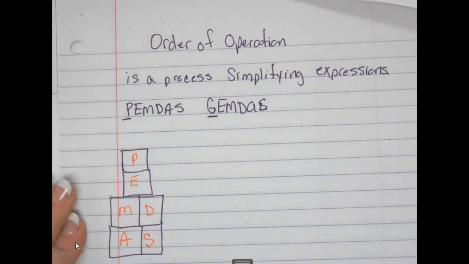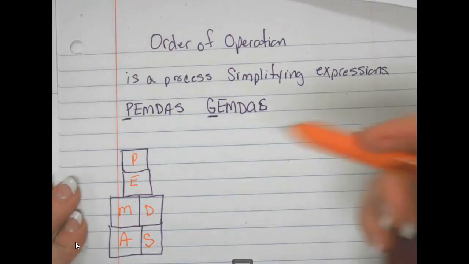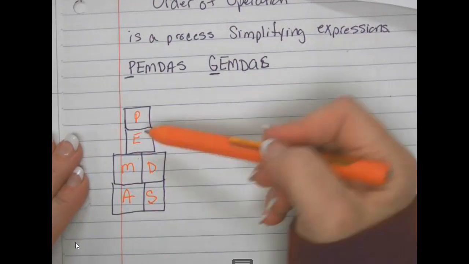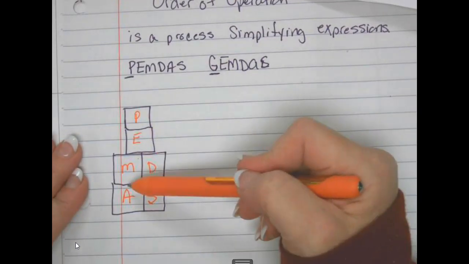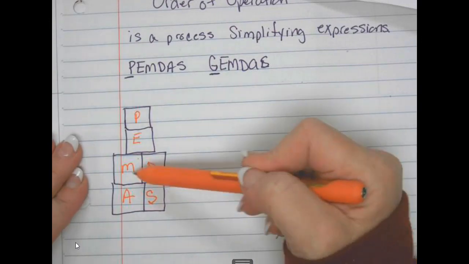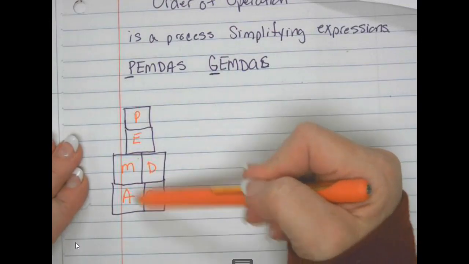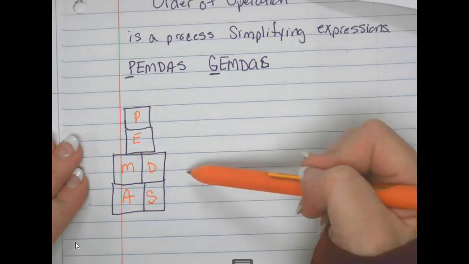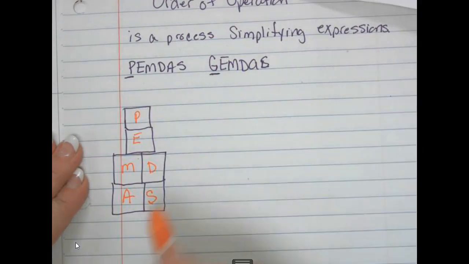PEMDAS. You do the parentheses first, then the exponents, then multiply and divide from left to right. So if division comes first, you're going to divide. If multiplication comes first, you'll multiply. Then add and subtract. If subtraction comes first, you'll subtract. So let's try some.